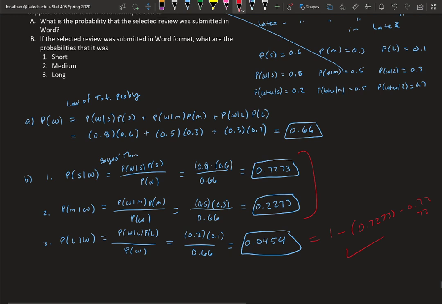Those two should add together to give you 1 minus the last one, because it's exhaustive. The only types of Word documents we have are short, medium, and long. So it's complementary. Long's complement is medium or short. Medium's complement would be short or long. Short's complement would be medium or long.